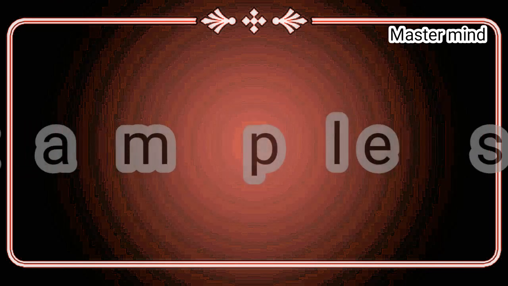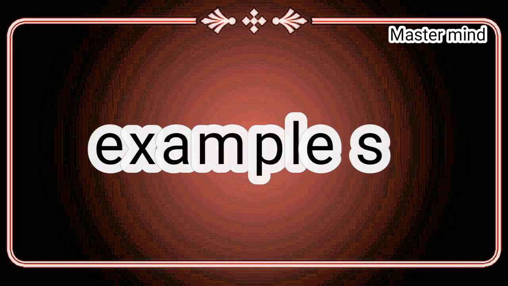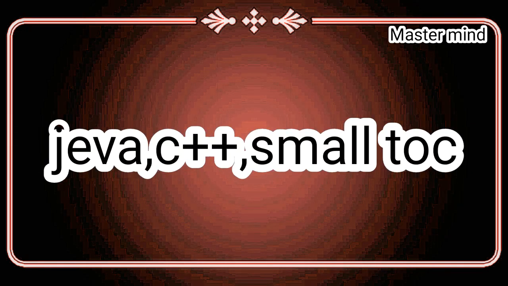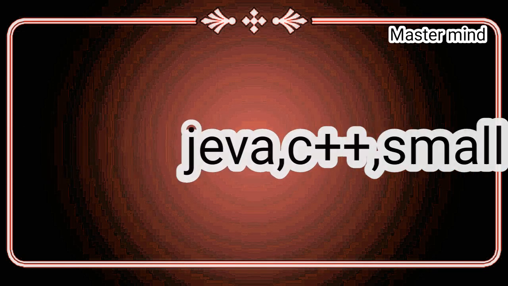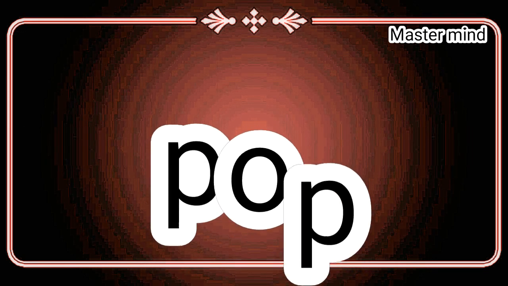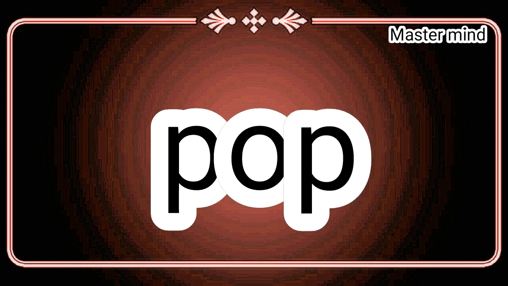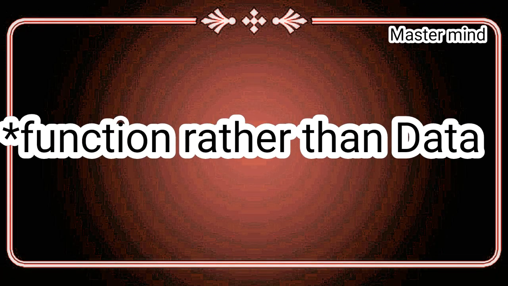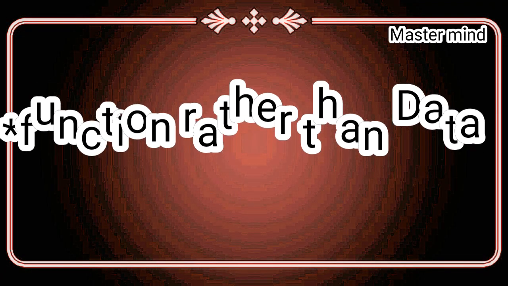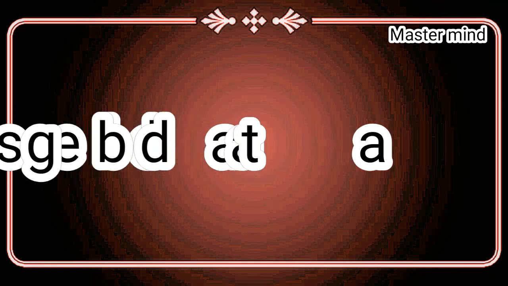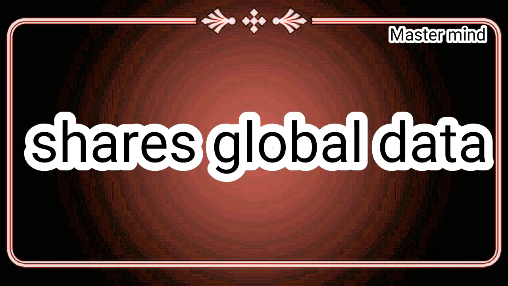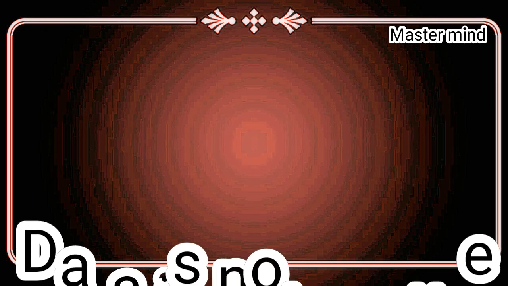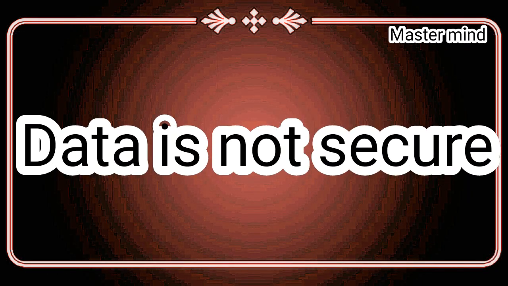The computer languages which use this type of language are Smalltalk, C++, Java, Python. The next type of language is process oriented programming language. What is this process oriented programming language? It's exactly opposite to the object oriented programming language. It gives emphasis to the functioning rather than the data. That means it shares the data globally. The data is not secured in this process oriented programming language.